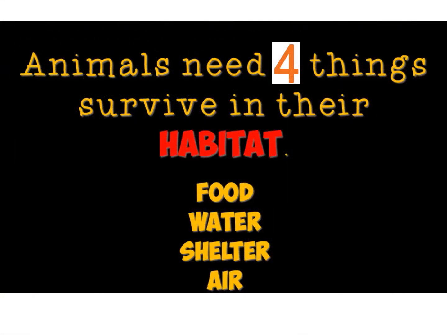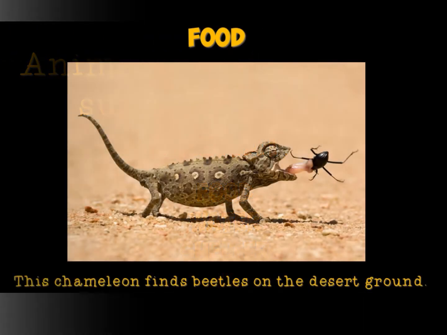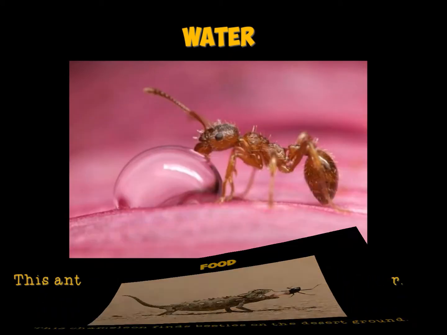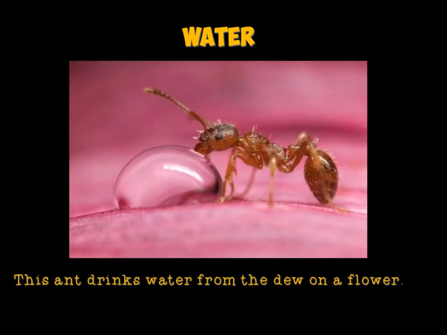All right, all animals need these four things to survive, and that includes us. They need to have food, they need to have water to drink, shelter or protection, and they need air to breathe. Okay? Here's an example of food. We see a chameleon. He sees some food in the desert. To us, that's really gross, but to the chameleon, he enjoys this beetle. Water. We see here an ant on a flower, and he's drinking water.